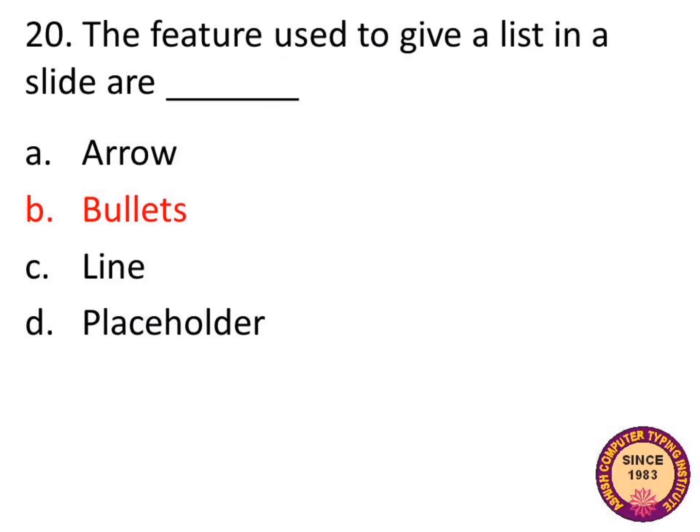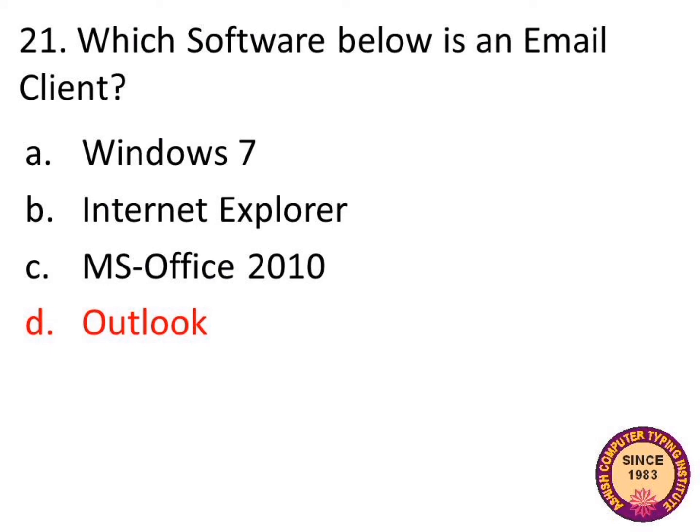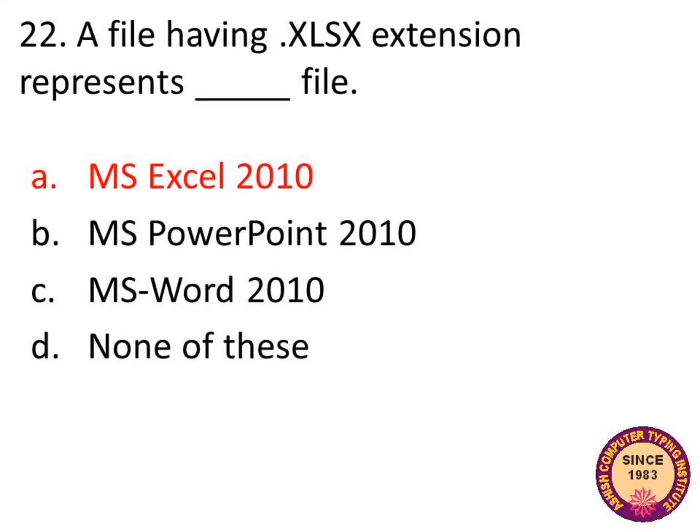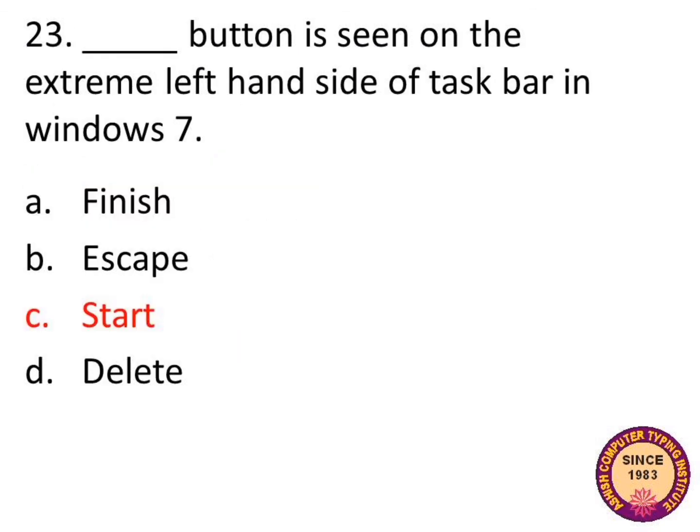The feature used to give a list in slides is dash. Answer is bullets. Which software below is an email client? Answer is Outlook. A file having .xlsx extension represents dash file. Answer is MS Excel 2010. Dash button is seen on the extreme left hand side of the taskbar in Windows 7. Answer is Start.